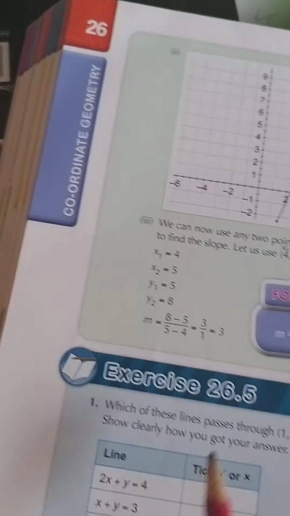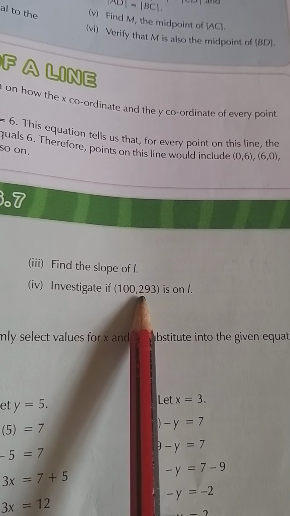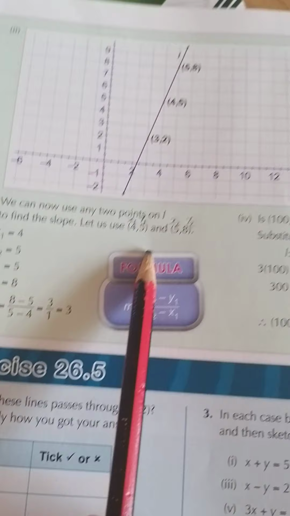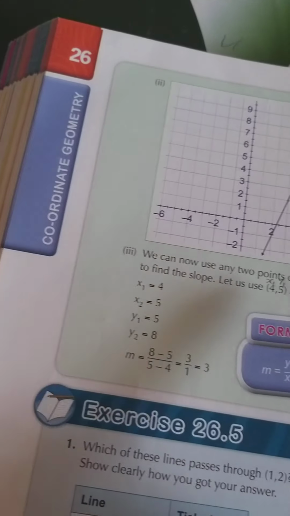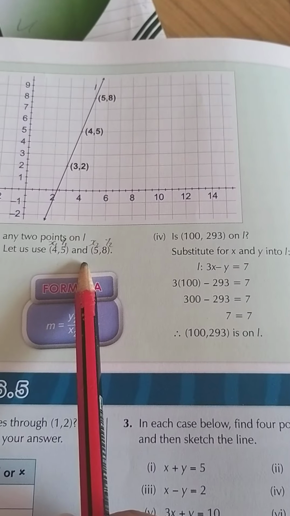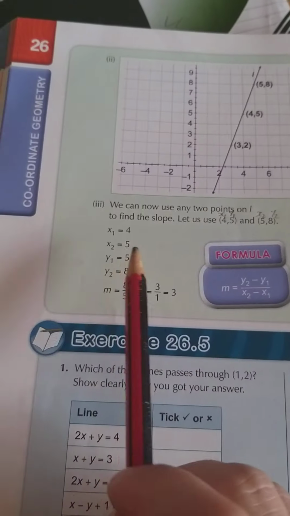Oh, sorry, I skipped a point there. We're not on the investigate, we're on part 3. Find the slope of L. Again, you can pick any 2 points that you have there. They've picked the 4 and 5 and the 5 and the 8, but you could have picked the 3 and the 2 either. It doesn't matter, you'll get the same answer.